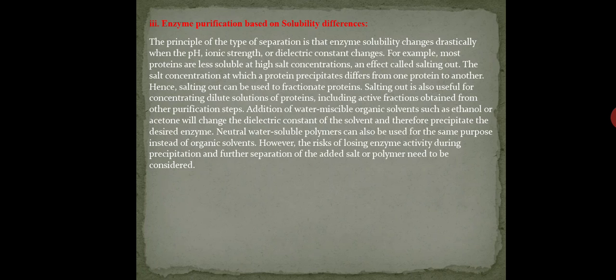There are two methods based on the solubility differences. First is salting in and salting out, and the second method is the chromatography method, that is affinity chromatography. In this lecture we are going to focus on the first process, that is salting in and salting out. Now let's start, it's a very simple process. Now carefully listen. What is the process of salting in and salting out?